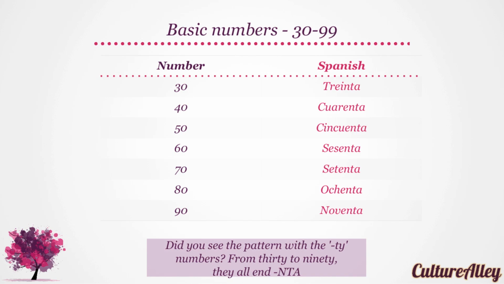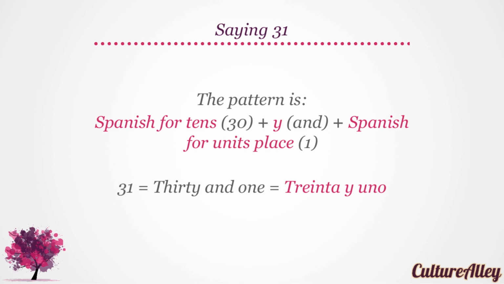60. Excellent. Moving on, 70 will be 70. Can you say that? 70. 80 is translated as 80. Try saying that. 80. And 90 is 90. Say that, please. 90. Good. Let's try saying 31.